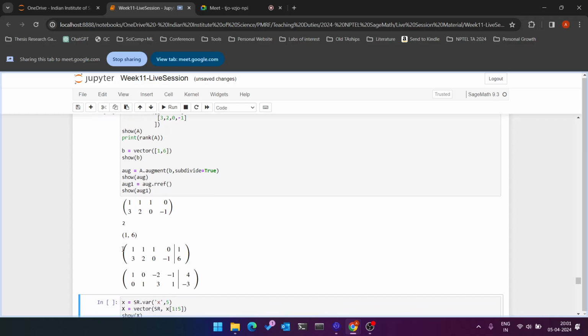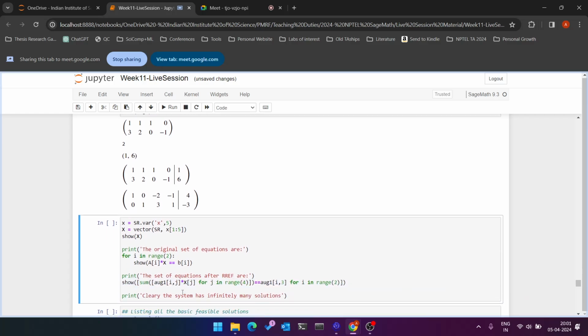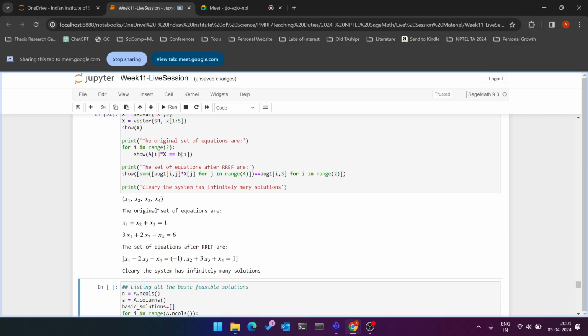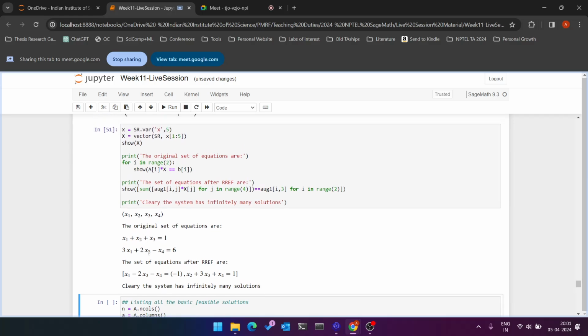Everything's set here. Next we'll be looking at the augmented matrix and finally in its row reduced echelon form. Again, we'll be printing out both the original set of equations with x1, x2, x3, x4 as my variables. These are my two original equations. These are my equations in the row reduced echelon form. Clearly, same thing: four variables, four unknowns, two equations, infinitely many solutions.